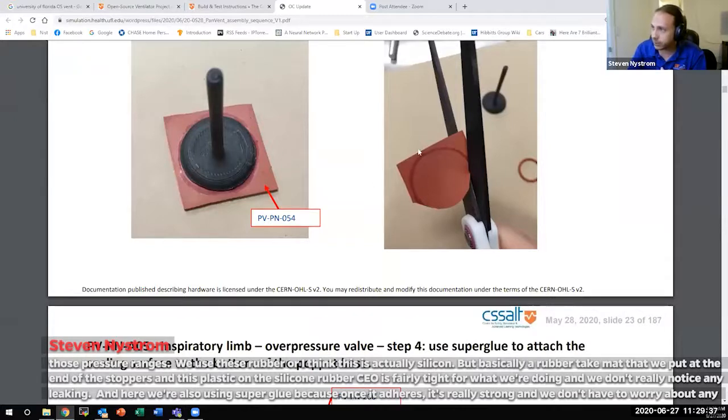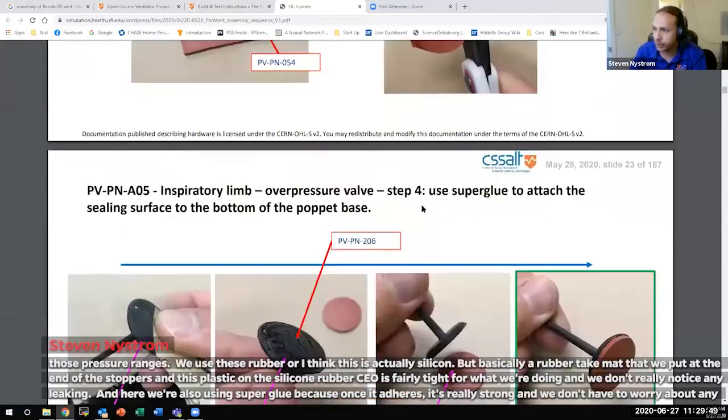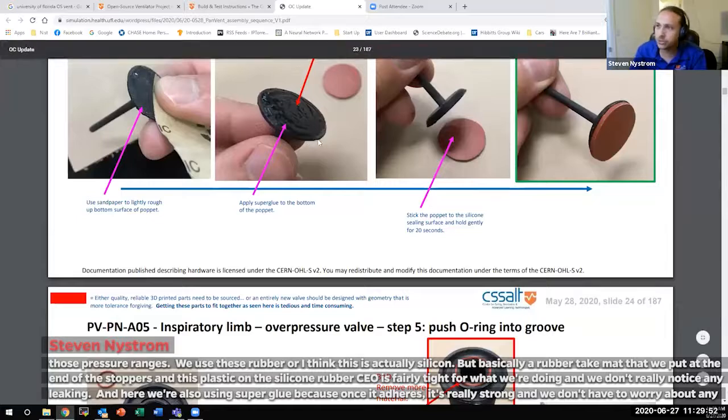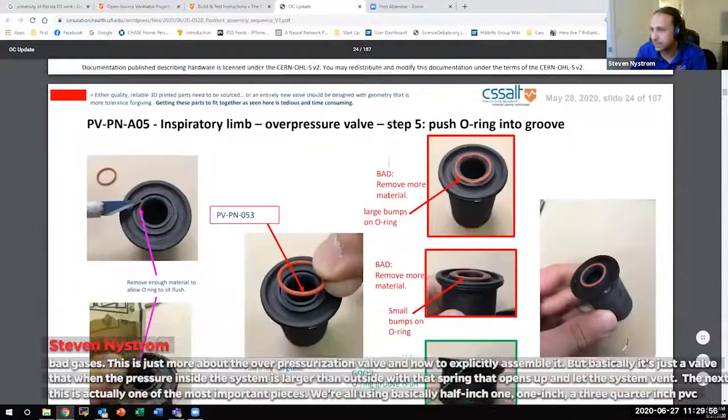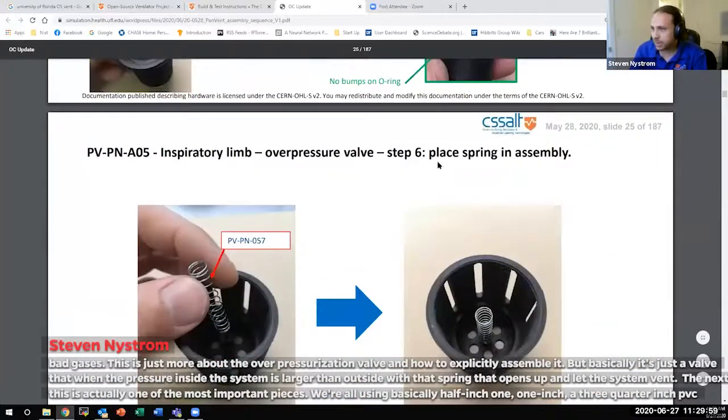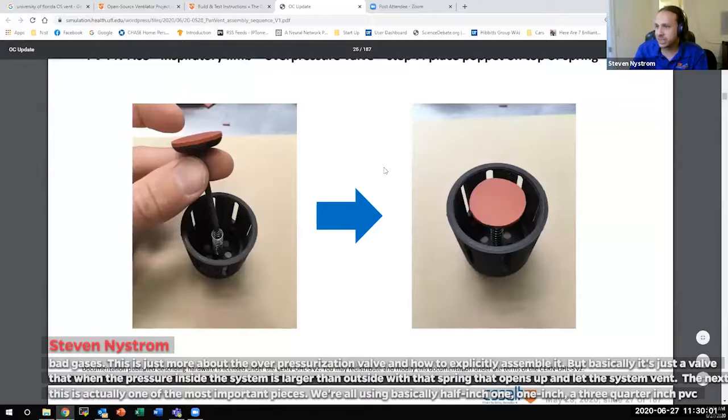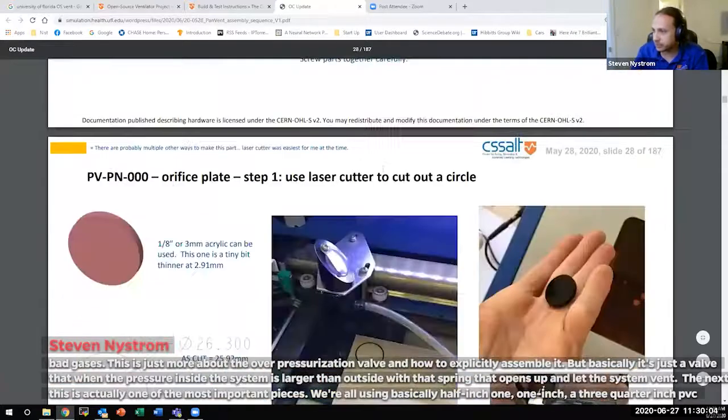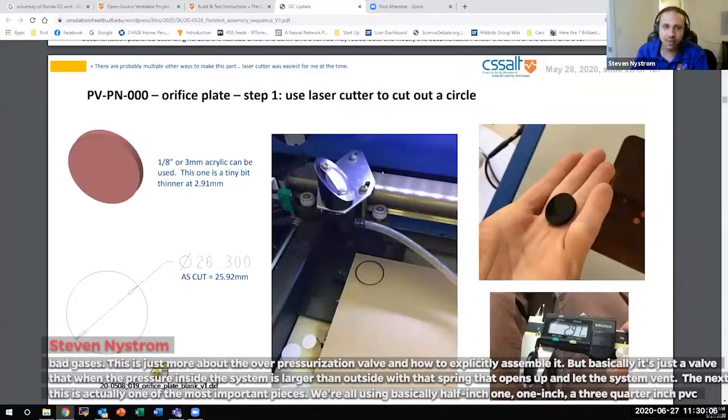We use these rubber, or I think this is actually silicone, but basically a rubber type mat that we put at the ends of these stoppers, and these act as gaskets. This plastic on silicone rubber seal is fairly tight for what we're doing, and we don't really notice any leaking. And here we're also using super glue, because once it cures, it's really strong, and we don't have to worry about any bad gases. This is just more about the overpressurization valve and how to explicitly assemble it. But basically, it's just a valve that when the pressure inside the system is larger than outside with that spring, it opens up and lets the system vent.